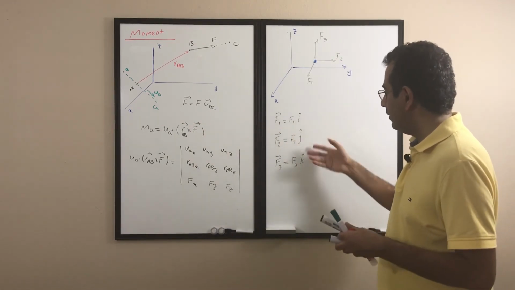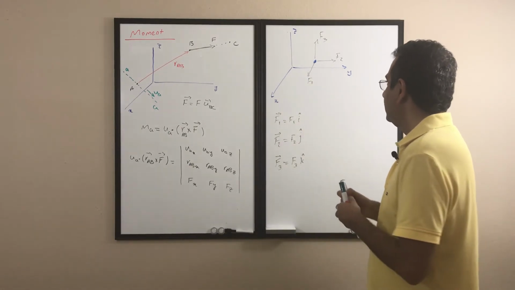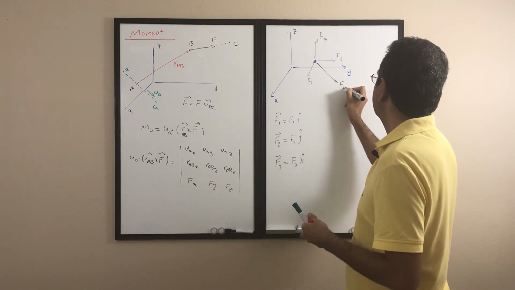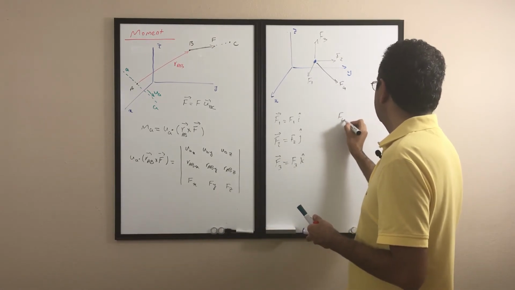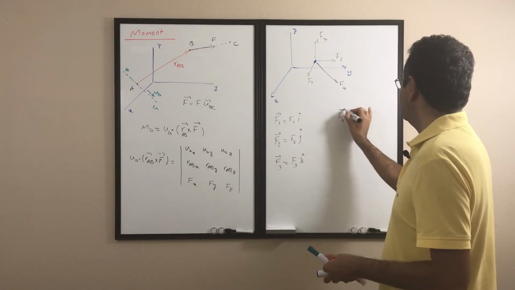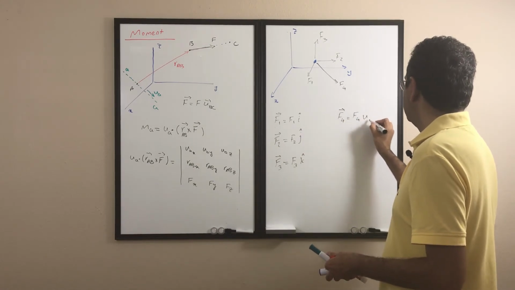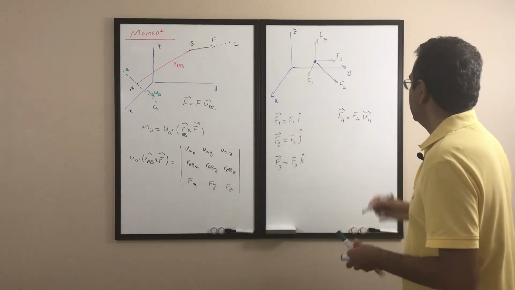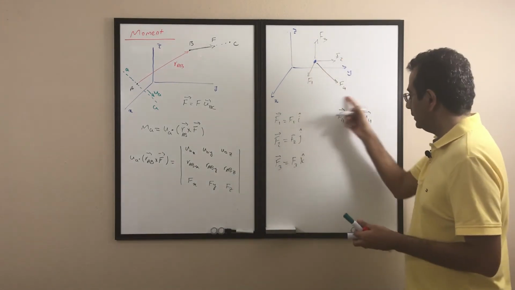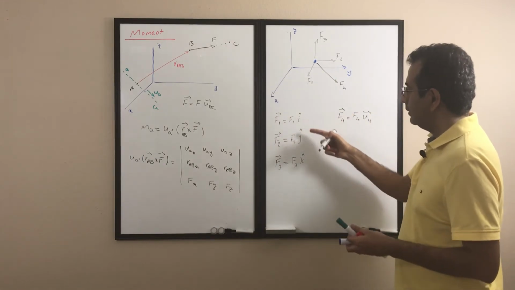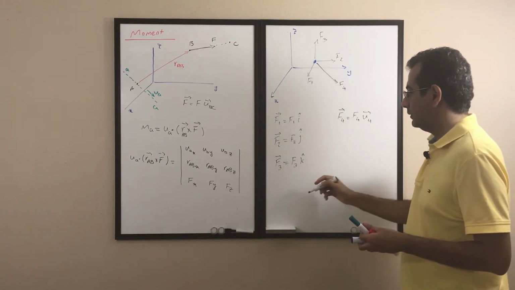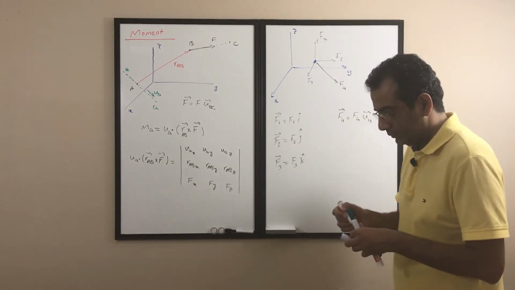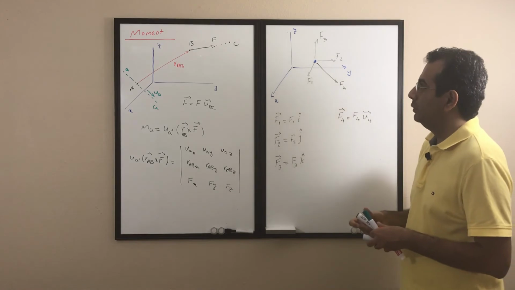If it is not in the X, Y, Z direction, and assume I have F4 that is not in any of them, then F4 is the magnitude of F4 times the unit vector along F4. So only use this equation if it's not along X, Y, or Z. If it's along X, Y, or Z direction, just use I, J, K, and it's much easier to do that.